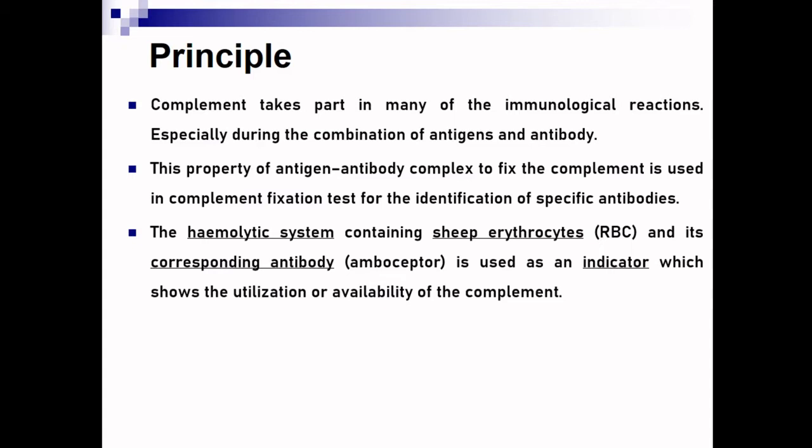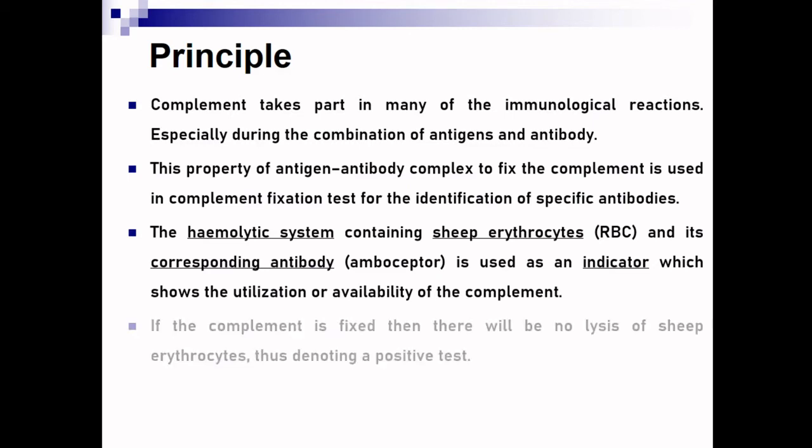Now what does this system comprise? It comprises RBCs, but whose? It is sheep RBCs. And then we also need specific antibodies targeted against these RBCs. So how do we get them? We get them by injecting these sheep RBCs into a rabbit, and the rabbit gives us the antibodies against these RBCs, which are specifically called amboceptors. So the hemolytic system together comprises two components, sheep RBCs and amboceptor, which are antibodies against sheep RBCs.